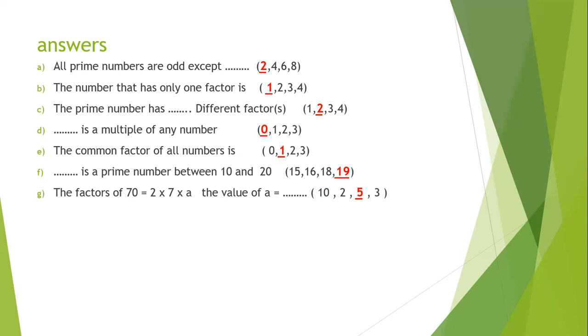Number G, the factors of 70. How can I get 70? 2 times 7 times what? Okay, so 2 times 7 equals 14. 14 times what equals 70? It will be 5. If I multiply 5 times 2, that gives me 10. 10 times 7 equals 70. So the value of E is 5.